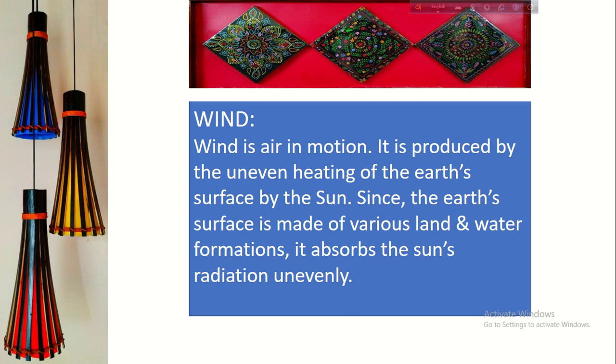Wind is air in motion. It is produced by the uneven heating of the earth's surface by the sun. Since the earth's surface is made of various land and water formations, it absorbs the sun's radiation unevenly. You also know that the earth's surface is covered with land, 29%, and water, 71%. Two factors are necessary to specify wind: one is speed and the other is direction.